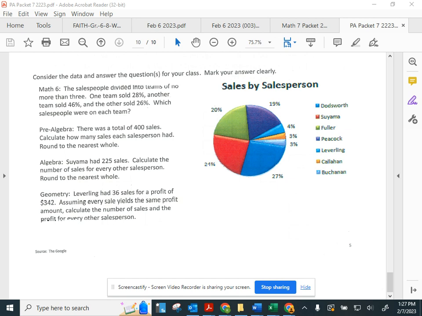reading our circle graph. So there were a total of 400 sales. We need to calculate how many sales each salesperson had, rounding to the nearest whole. So we know what percentage they had. We know what the total was. We need to find out what their part was. Remember our formula that we used: the part equals the percent times the whole. So we've got percentages. We know our whole is 400.